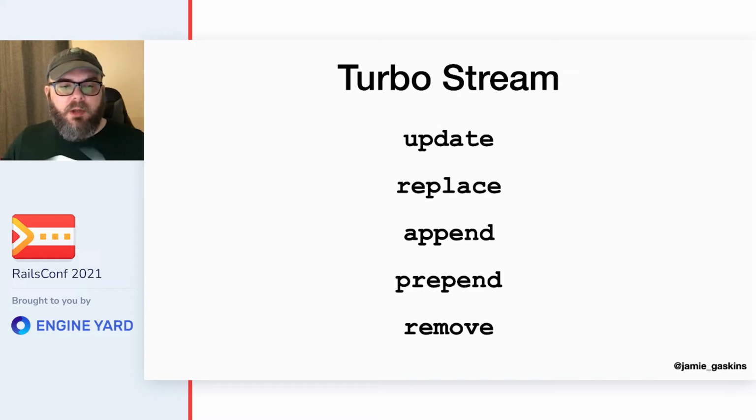Append puts the contents of the turbo stream's template at the end of the target frame. This uses the JavaScript element.append method on the turbo frame element. Prepend puts the contents of the turbo stream's template at the beginning of the target turbo frame. This uses the JS element.prepend method. And finally, the remove action doesn't actually need a template. It just deletes the target turbo frame from the page.